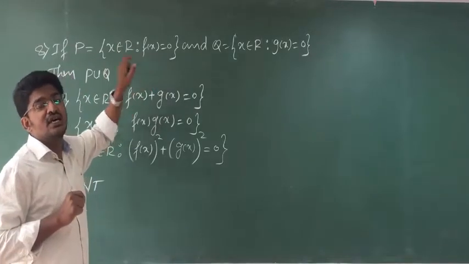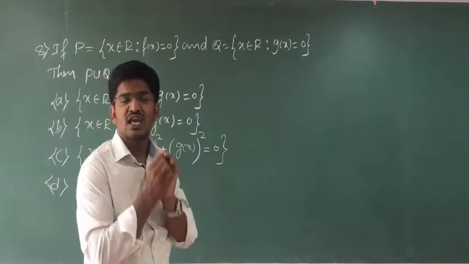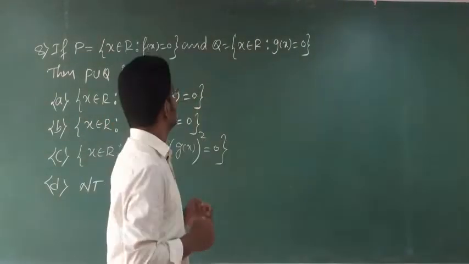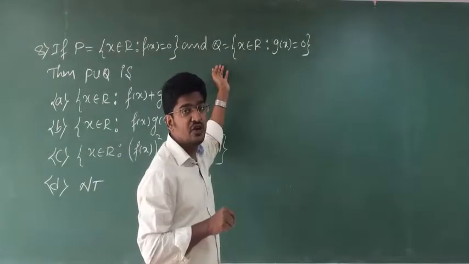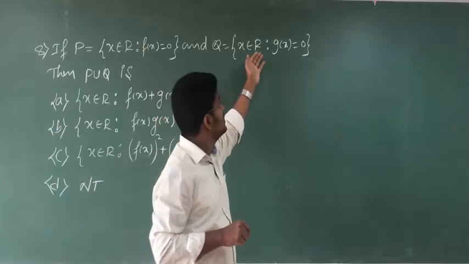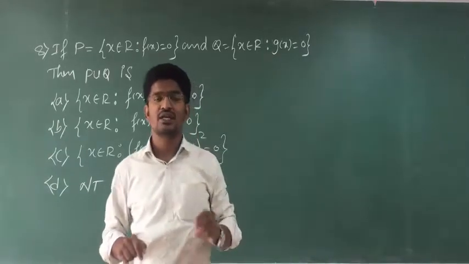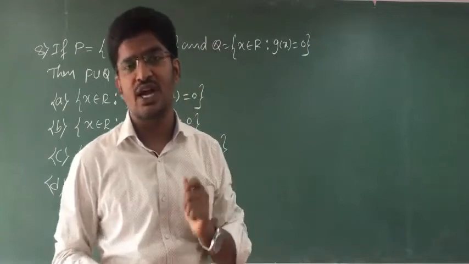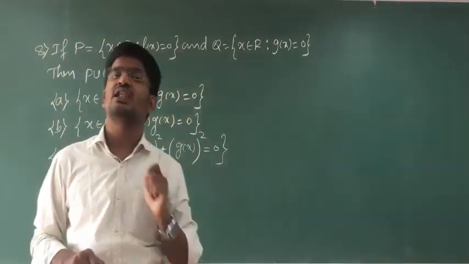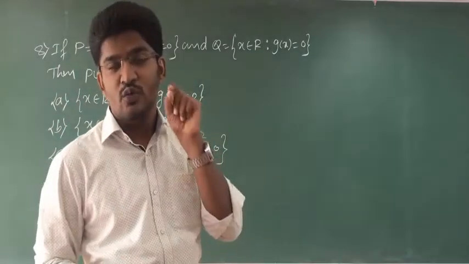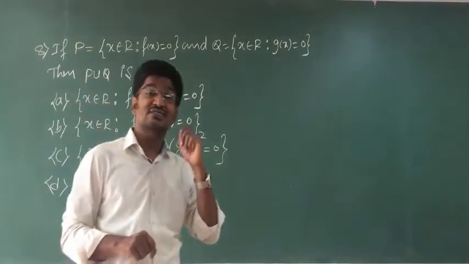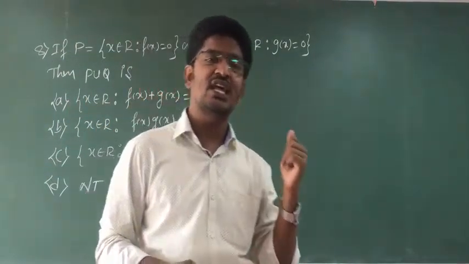That means P is a set of real numbers where the function f is 0. Next, Q is the second set, again of real numbers, such that the function g is 0. That means they have given you two functions f and g. So f and g are going to be 0 for some real numbers. Whenever f is 0, they will collect it in set P. Whenever g is 0, they will collect it in set Q.